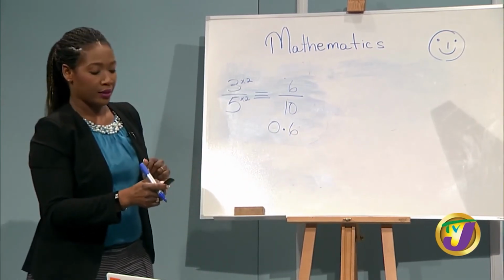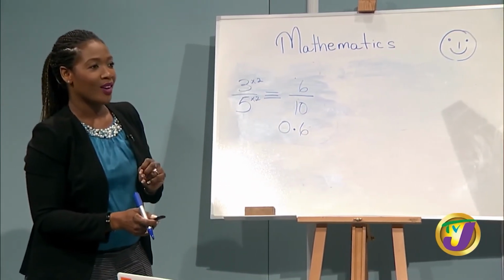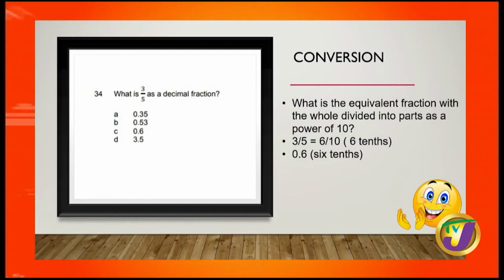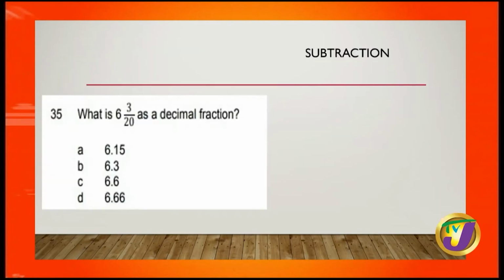Tenths. This is the TH sound. All right then, so there you go, 0.6, six tenths. And that would be option C. So next question. What is 6 3/20 as a decimal fraction?